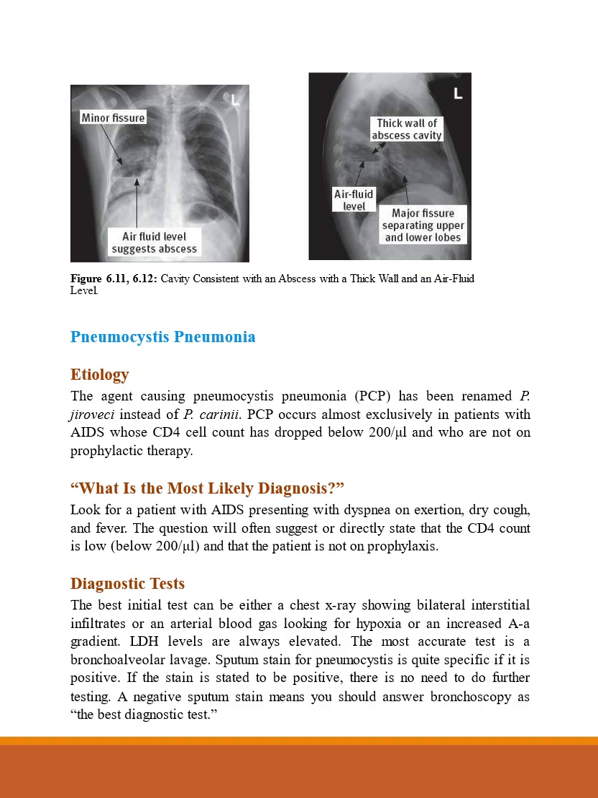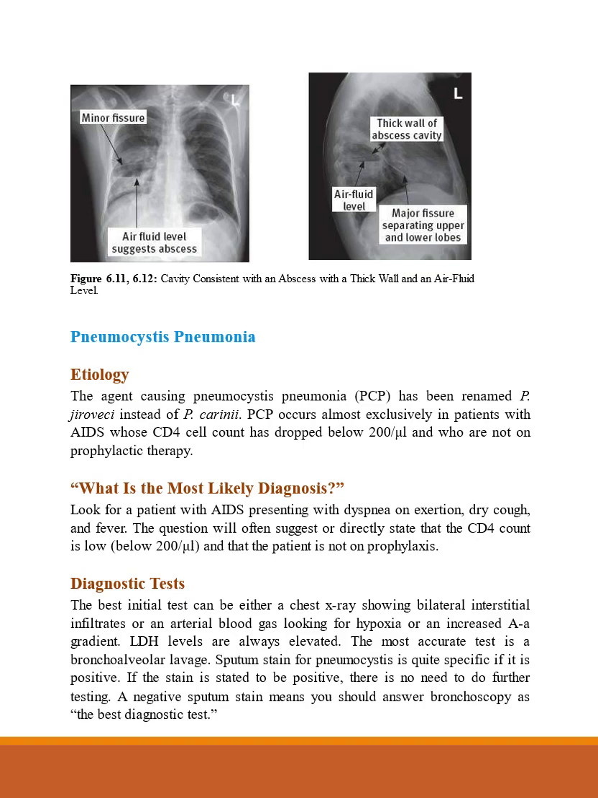Let's talk about another clinical category, which is Pneumocystis pneumonia. Etiology, the agent causing PCP, has been renamed P. jirovecii instead of P. carinii. PCP occurs almost exclusively in patients with AIDS, whose CD4 cell count drops lower than 200 and who are not on prophylactic therapy. Which is the most likely diagnosis?